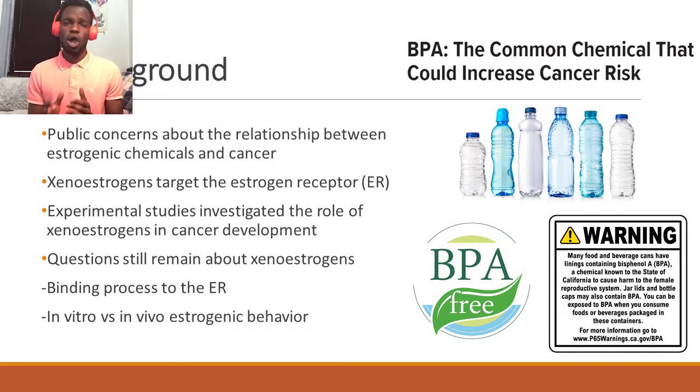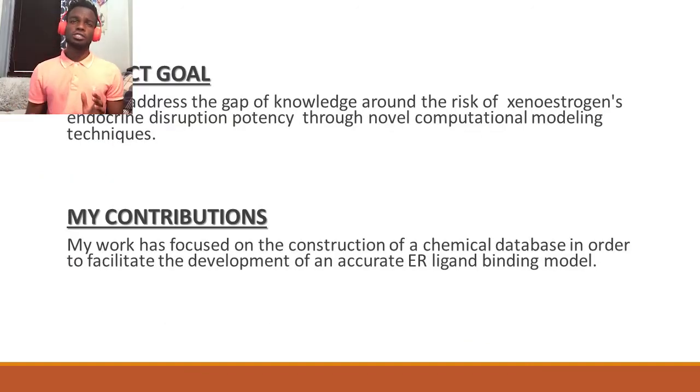Experimental studies have identified various xenoestrogens for their potential role in cancer development. However, these studies do not always focus on the structural models of the compounds within the binding process to the estrogen receptor. In addition, assays have demonstrated that many xenoestrogens bind weakly to the estrogen receptor in vitro, yet it is often unknown whether the compounds mimic the magnitude of the estrogen's response in vivo. Our goal is to address this gap in knowledge and learn more about endocrine disruption and risk through novel computational modeling techniques. My work in this project has focused on the construction of a chemical database.